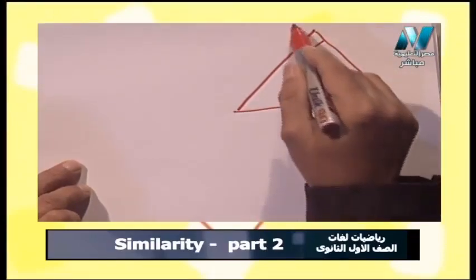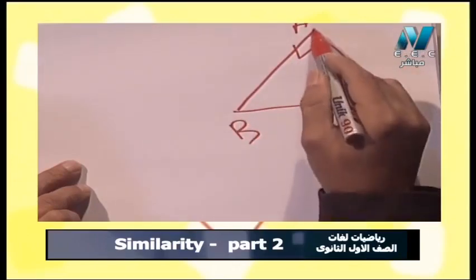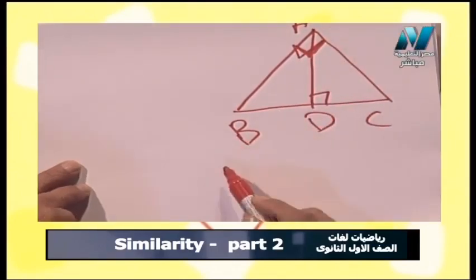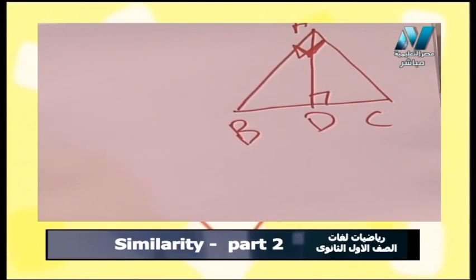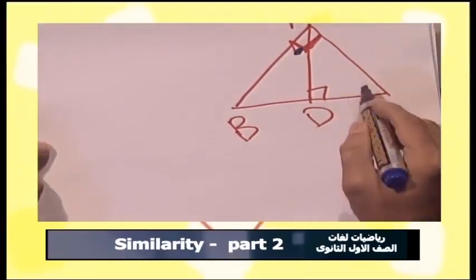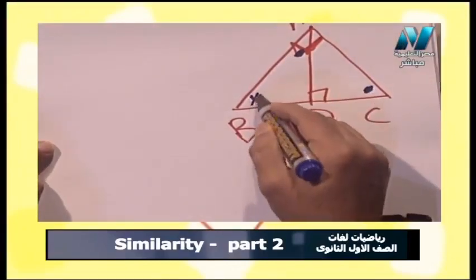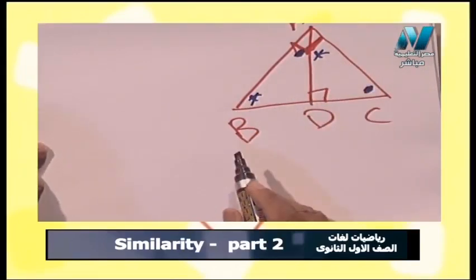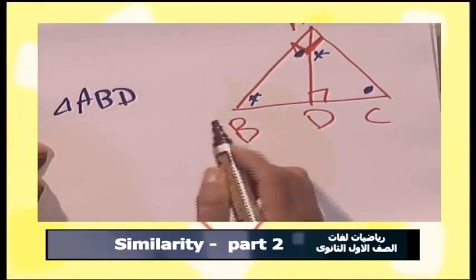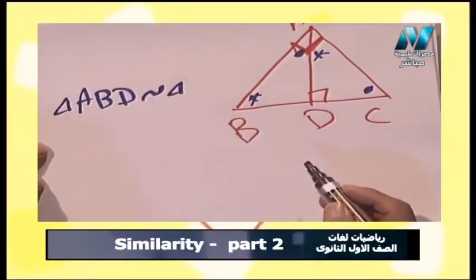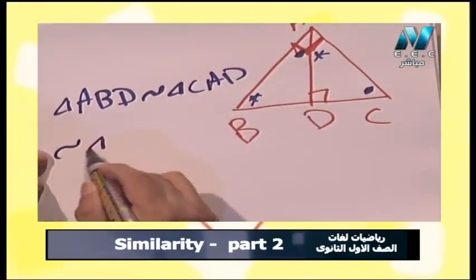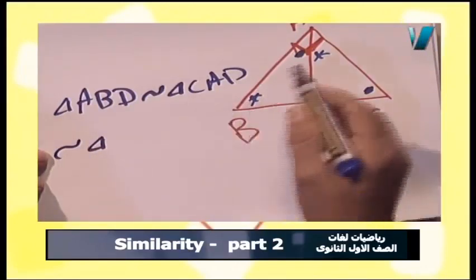Here, if we have A, B, C, and we have the same right angle here to D, we can put the equal angles, so we can put them in order. The triangle ABD is similar to triangle CAD, similar to the original triangle, which is CBA.